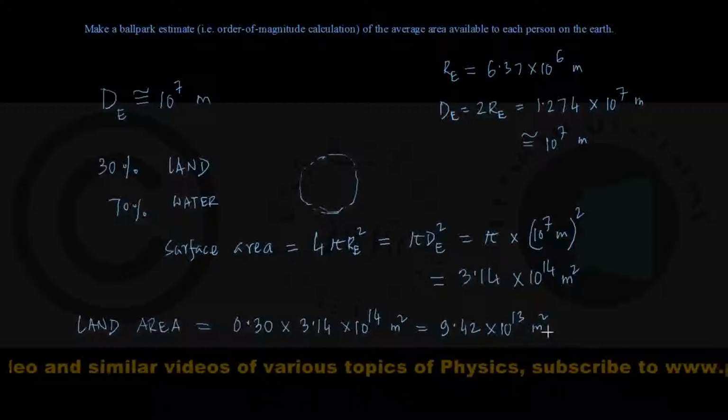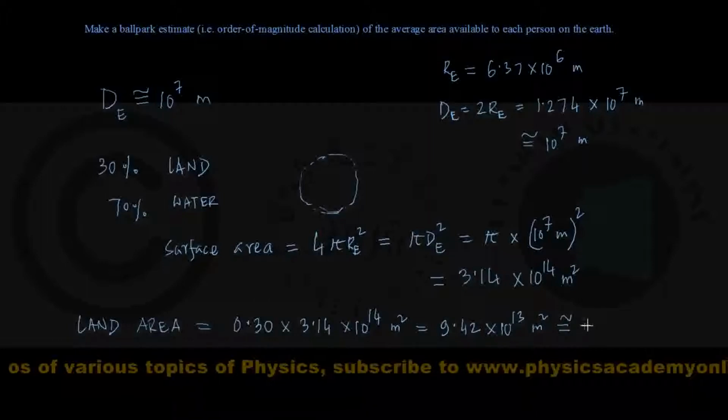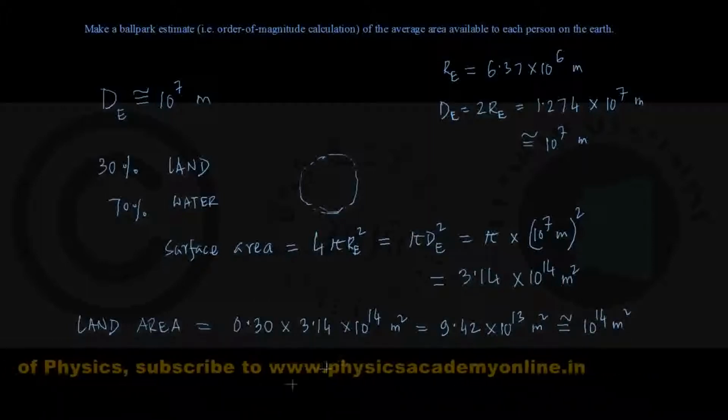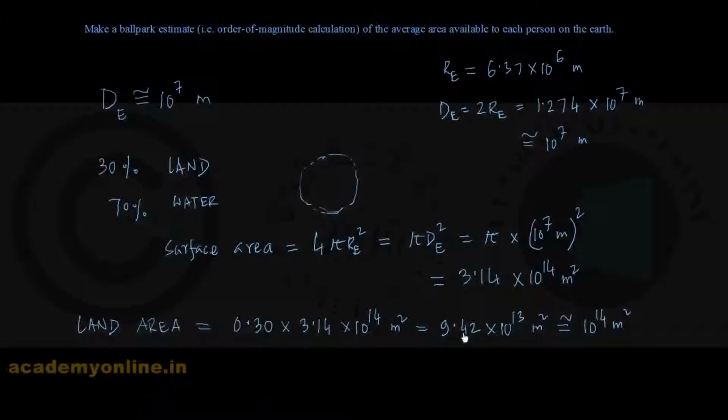And if we go for the order of magnitude approximation, this must be taken to be 10 to the power 14 meters square. Since the value of this quantity in the x into 10 to the power y form, here x is 9.4, quite close to 10, much larger than 5. So I just get rid of this and increase the power of 10 by 1. 13 plus 1 is 14 meters square. That is the order of magnitude approximation.